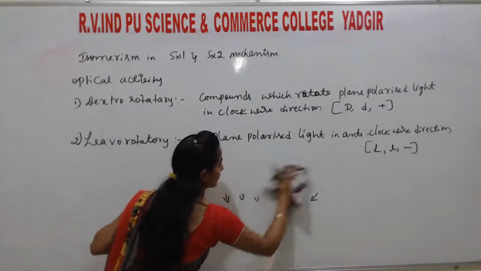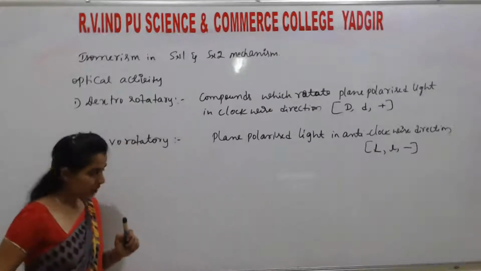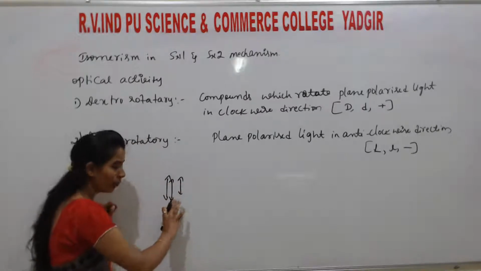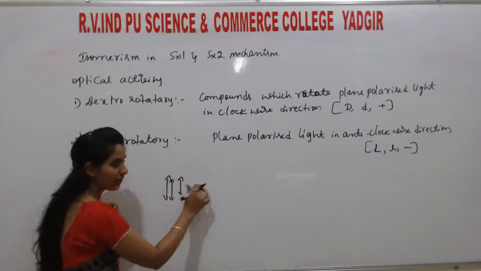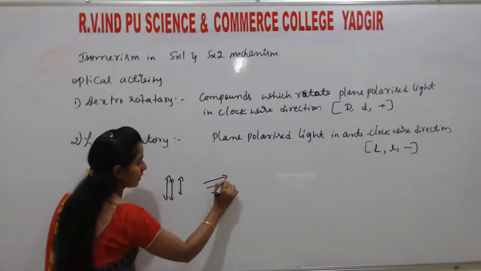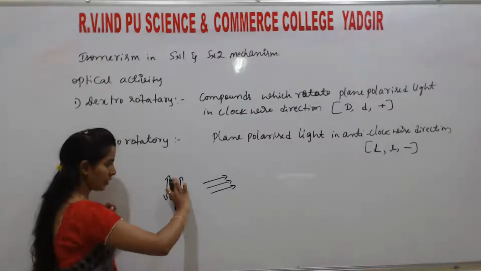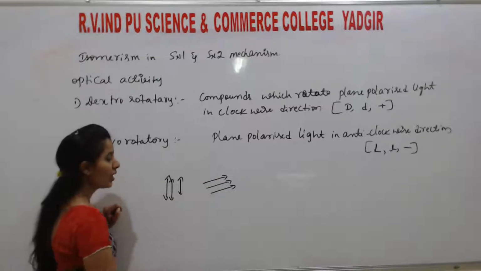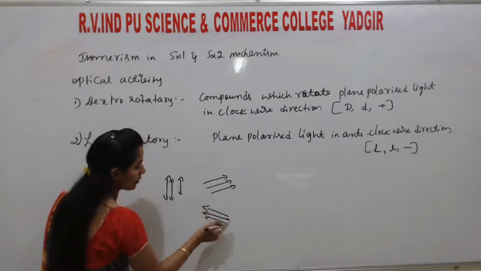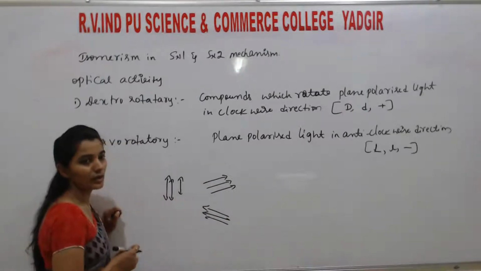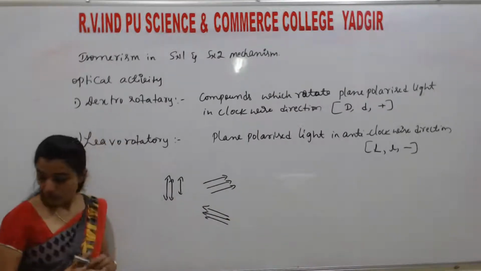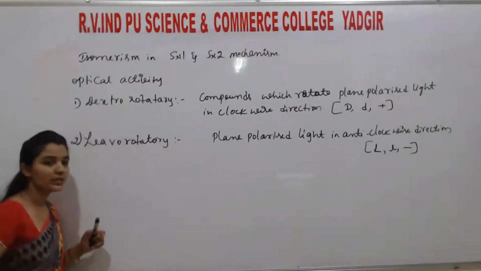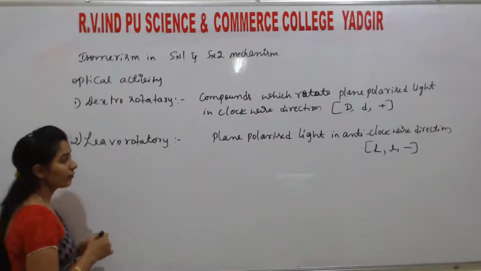So listen, if this is the plane polarized light in a parallel direction, and the compounds rotate this light in the right direction, in this manner, that is the clockwise direction, that is dextro. If they rotate the light in the anti-clockwise direction, in this manner, that is levo. Understand? So these dextro and levo substances show optical activity. The main reason that shows the optical activity is enantiomers.